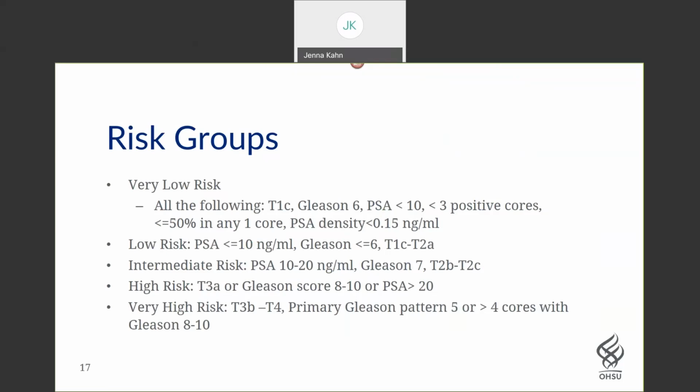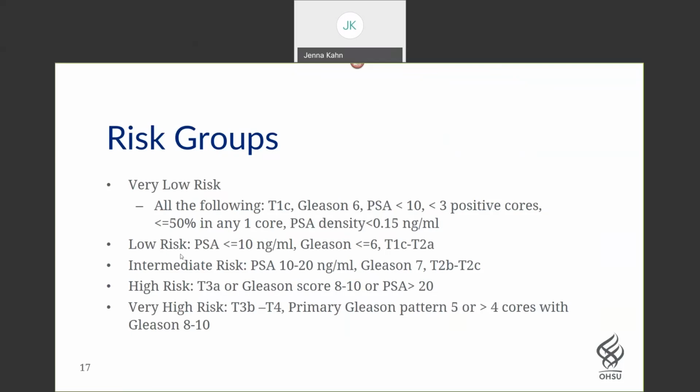And then that goes up per stage. So low risk is very similar to that, but you can have more than 3 biopsy cores positive. Intermediate risk is a PSA of 10 to 20, or Gleason 7, or T2, or you can feel a nodule. High risk prostate cancer would mean either the prostate cancer has gotten outside of the prostate gland, so extracapsular extension, or Gleason 8 through 10, or your PSA is greater than 20. And then very high risk, it's gone outside, past the extracapsular extension, into the seminal vesicles or perhaps bladder or rectum, and the primary Gleason pattern is 5, or there are more than 4 cores with Gleason 8 through 10.